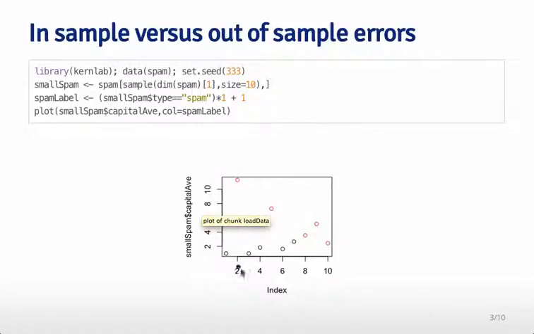I plotted the first 10 examples here versus their index. In red are all the spam messages, in black are all the ham messages. You can see, for example, that some of the spam messages, like this one up here, have a lot more capital letters than the ones that are ham messages. That sort of makes sense intuitively. So we might want to build a predictor based on the average number of capital letters as to whether you are a spam message or a ham message.